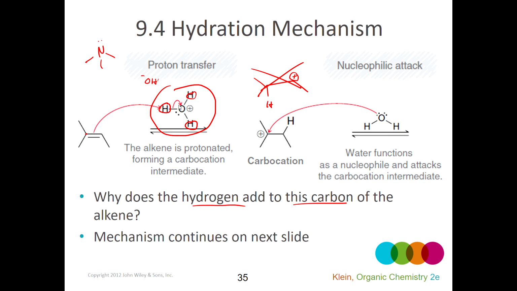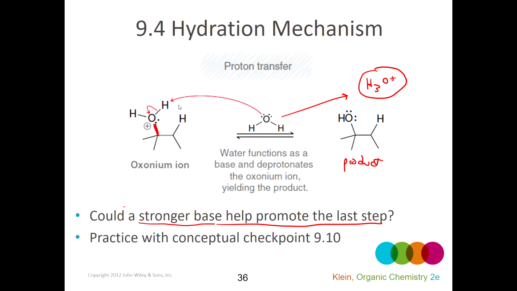And that regenerated H3O plus that I form at the end here can go back and react again with another alkene and do another reaction. So I can have one molecule of H3O plus react multiple times because it's regenerated after it reacts each time. And that's what allows it to act as a catalyst.